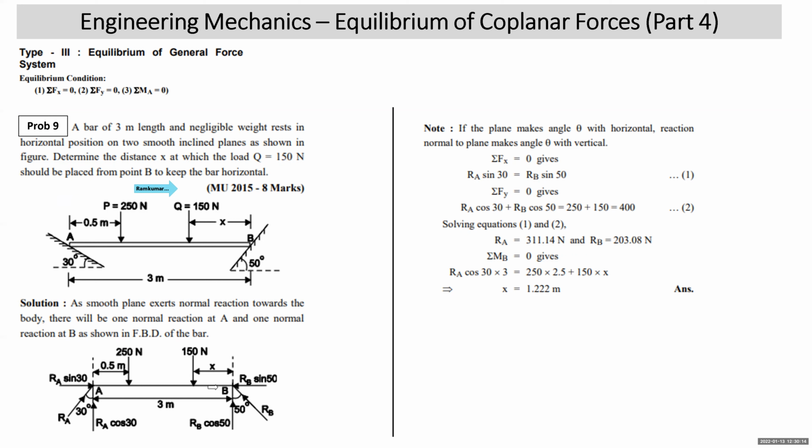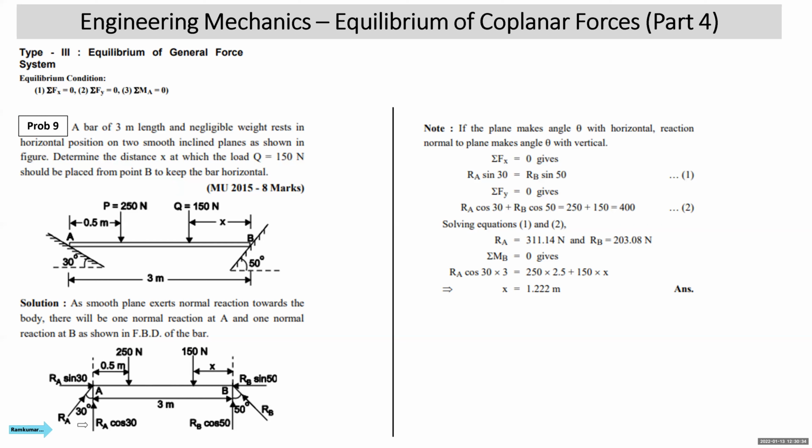We have drawn the beam of length 3 meter. I have shown 250 Newton at 0.5 meter from A. I have shown 150 Newton at distance x from B. Here, can you see that you have a smooth plane, which is making 30 degrees with the horizontal. So the reaction normal to the plane will make 30 degrees with the vertical. RA will make 30 degrees with the vertical.